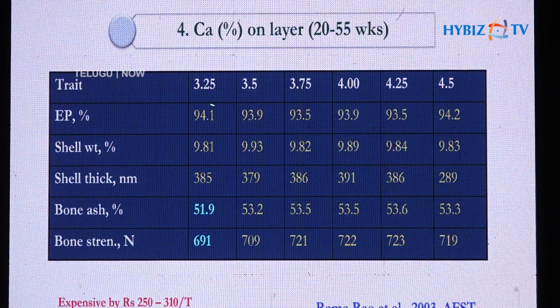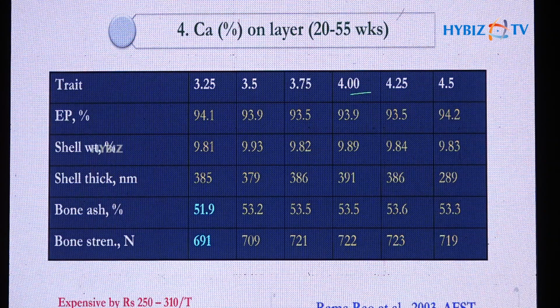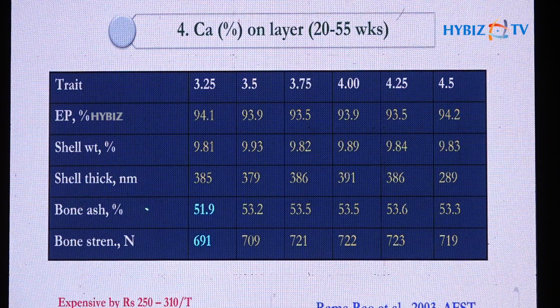So what is the optimum level of calcium? Here, if you see, 3.25 to 4.5%, this we studied in early egg production, 20 to 55 weeks, and none of the egg production or shell quality parameters were affected. But the bone ash and bone breaking strength were significantly reduced at the 3.25% level, but at 3.5% and higher there was no additional benefit.